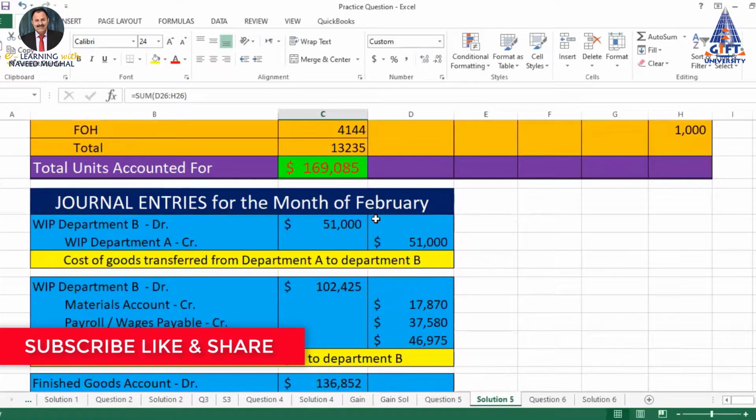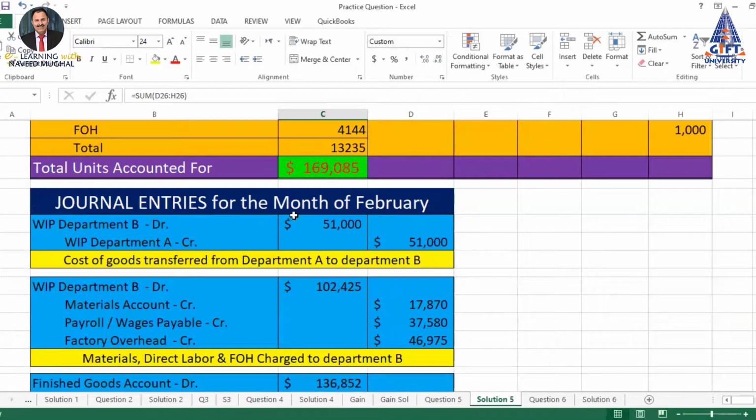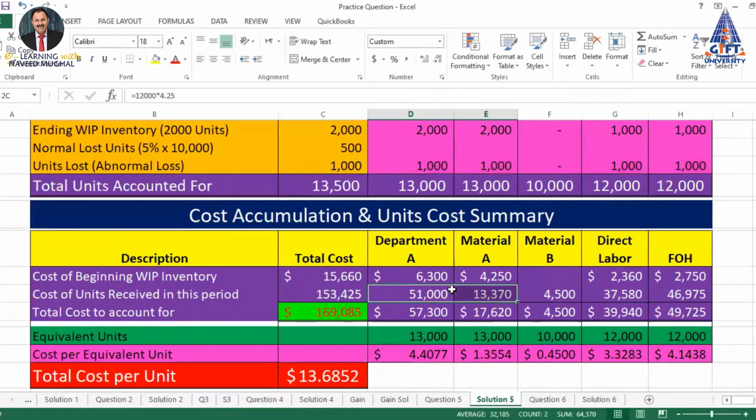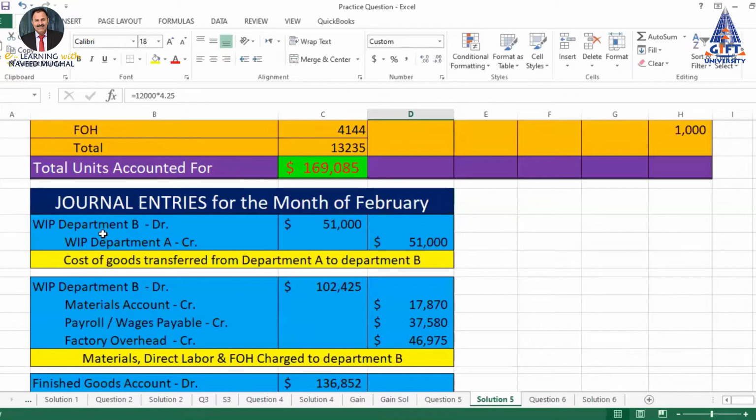Then how will we record this cost? Journal entries for the month of February of department B would be as follows. When we transfer cost from department A to department B, that is 51,000, which has been given in this table, we will debit work in process department B account and credit work in process department A account, because department B is the receiving department and its work in process account will increase. That's why it is debited. And the cost has been transferred from department A, so the work in process department A account will decrease. That's why it is credited.